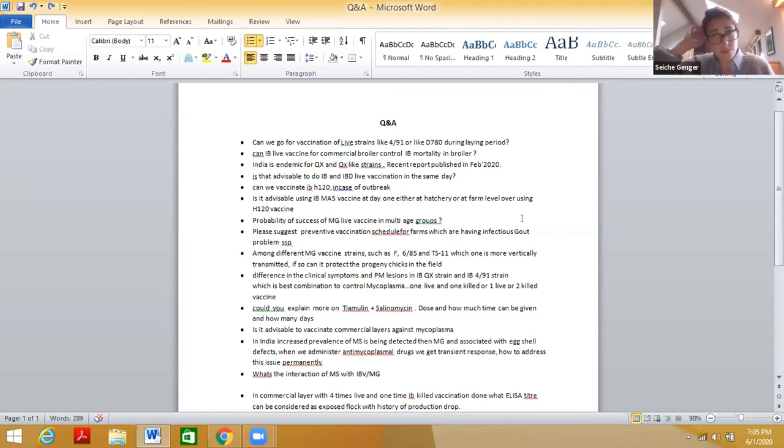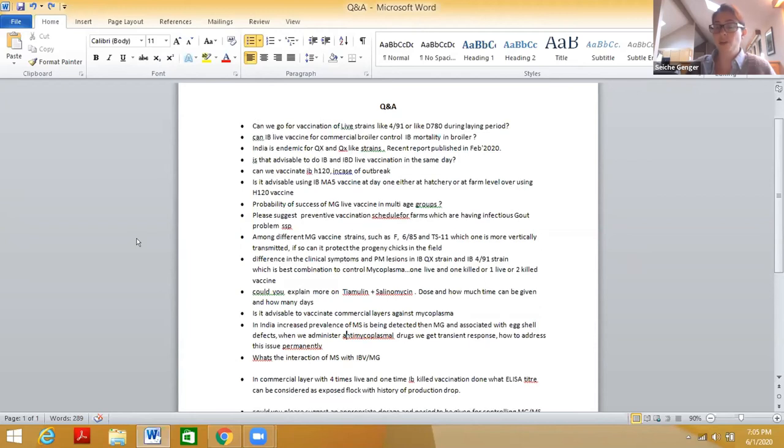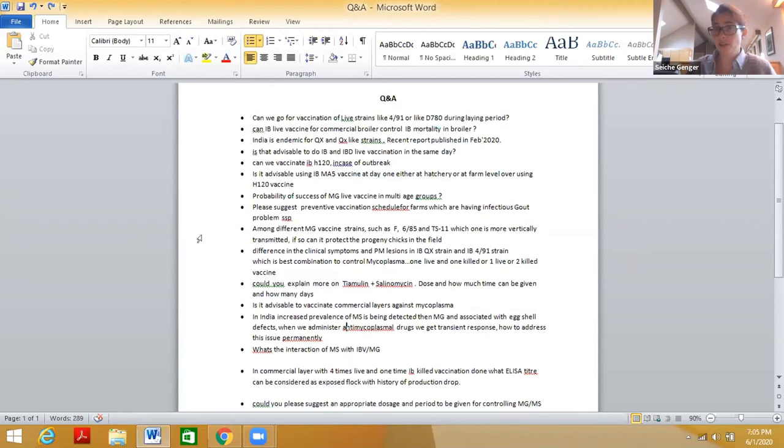And the other thing to add to that, especially given the discussions we just had from Dr. Grieve in his lecture on mycoplasmas, is that if you think there's an ongoing mycoplasma outbreak currently in your birds and you come in with a live bronchitis vaccination, you can also certainly have some problems associated with that. So we don't want to vaccinate with these live respiratory vaccines when we have a concurrent issue.